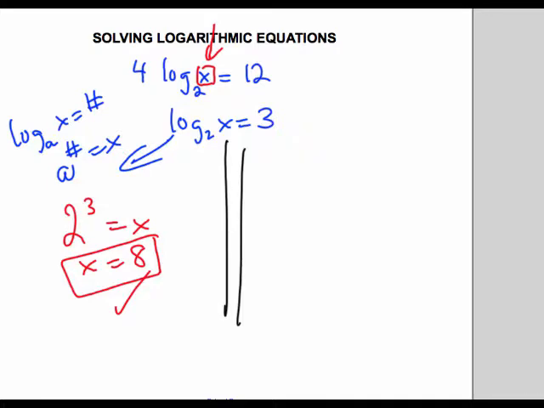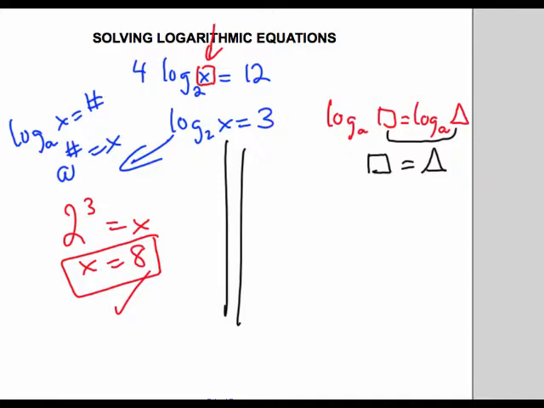The other common way to solve logarithmic equations is to set your equation up so that you have the log of something equals the log of something. In other words, you have a log on both sides. And if you can get your equation set up this way, a log equaling a log, it'll mean that those two argument pieces would have to be equal.